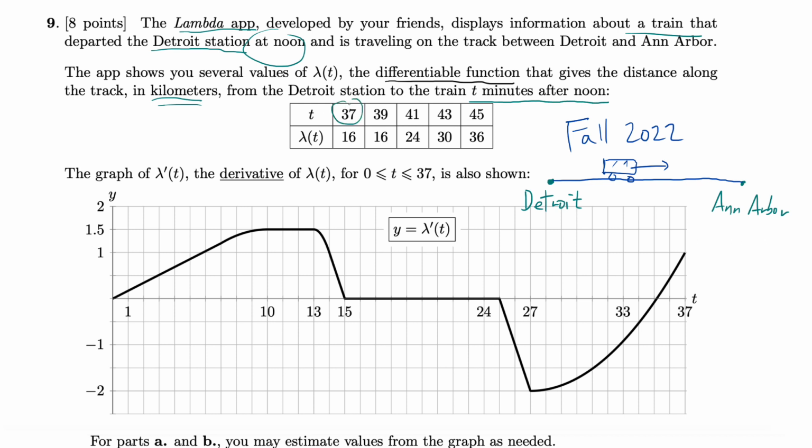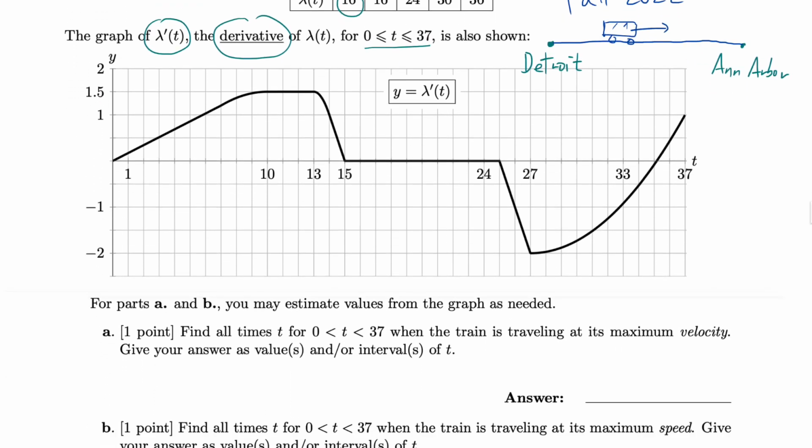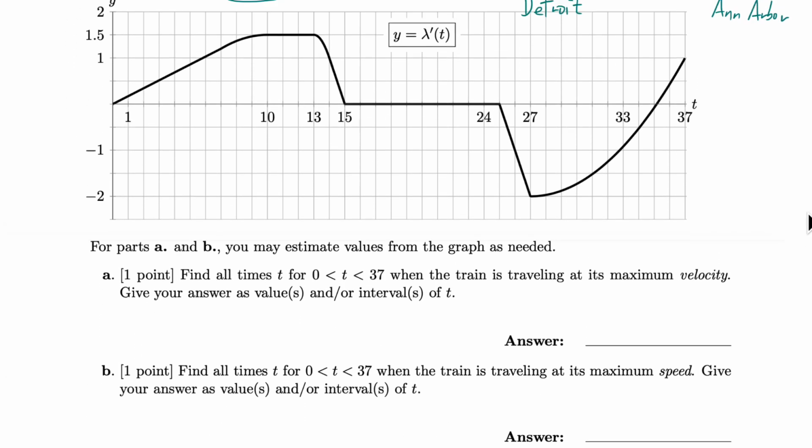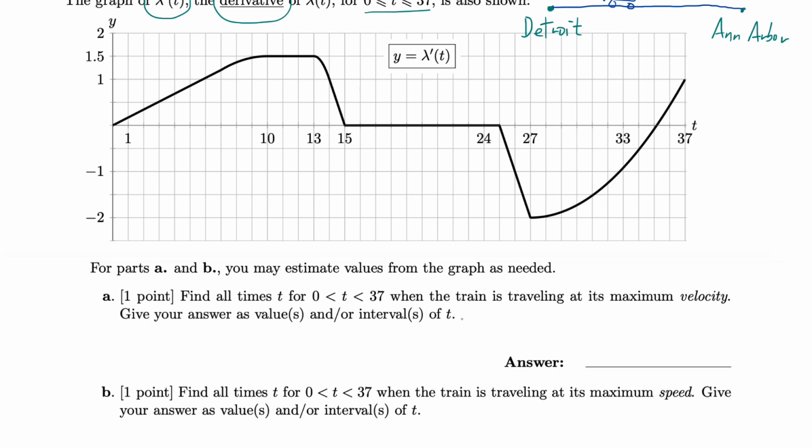So we see that 37 minutes after noon, the train is 16 kilometers away from the station, and so on. And not only that, we are also given the derivative lambda prime of t between 0 and 37 as shown. To emphasize, this is the graph of the derivative of lambda t, and this is a table of lambda t. Okay, very interesting. Let's take a look at the questions. For parts A and B, you may estimate values from the graph as needed.